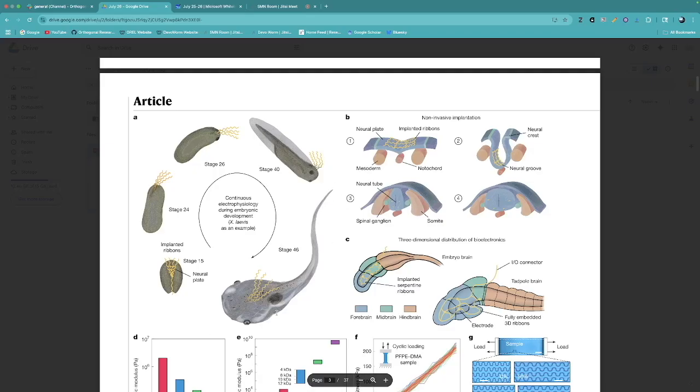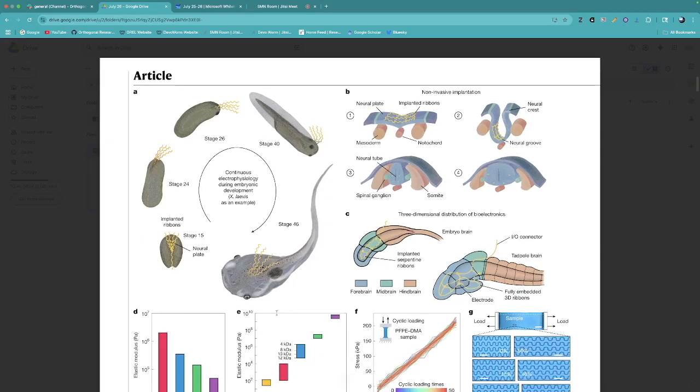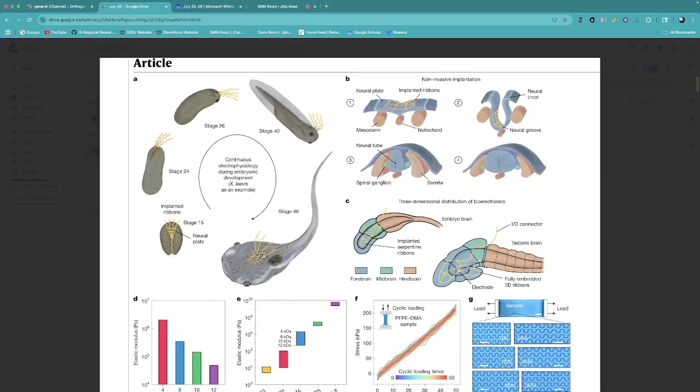And then stage 46, you're getting into the more mature form of axolotl, and the implants remain in there. And you can see that, as the morphology changes, the implants are still in sort of the same place. You get these different types of three-dimensional changes, as well as shape changes, and it persists.